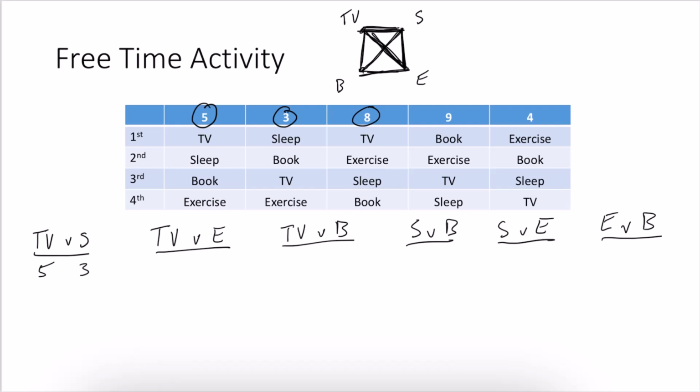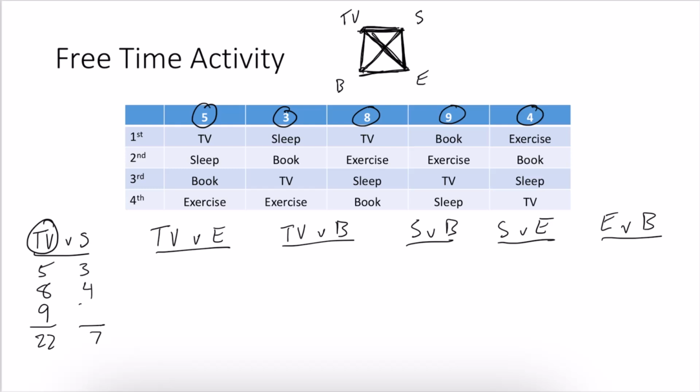These 8 people voted for TV over sleeping, as did these 9 people. Even though TV and sleeping were the 3rd and 4th choices, TV is still higher for those 9 people. So 9 is going to go to TV, and then these 4 votes will go to sleeping. And when you add these up, sleeping gets 7 points, and TV gets 5 plus 8 is 13, plus 9 is going to be 22. So TV wins that pair.